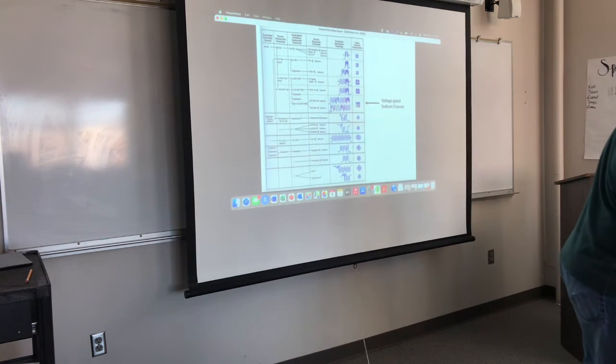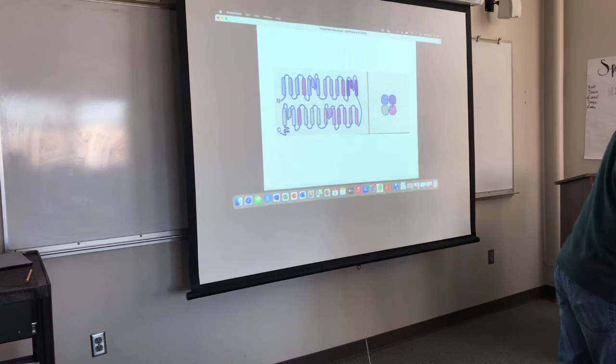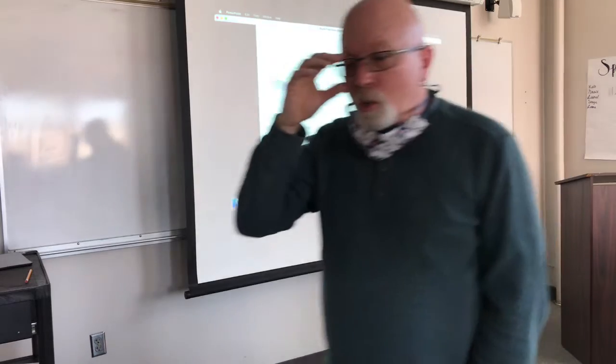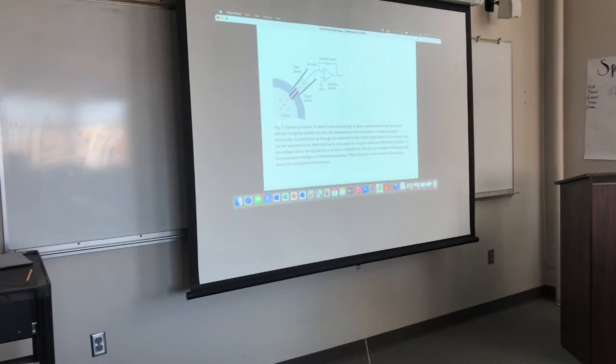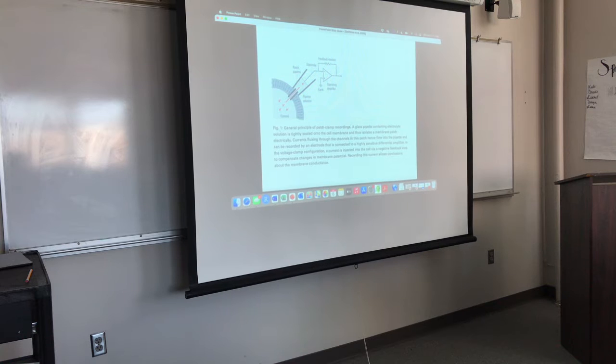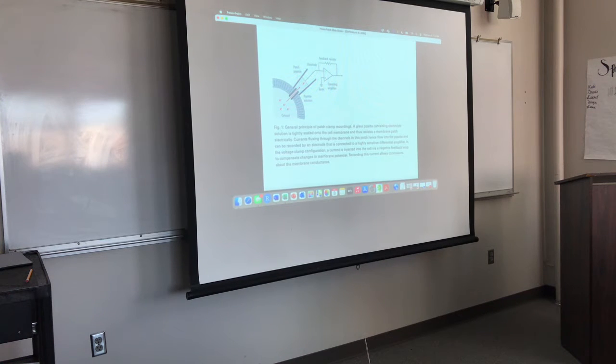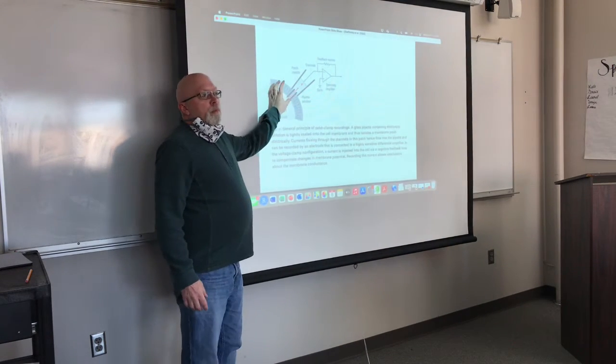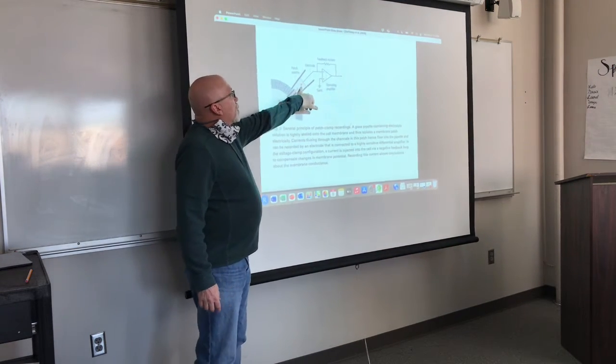Patch clamping is just a way of measuring the characteristics of the membrane at a very narrow section of a membrane. And in this case, they used frog eggs, Xenopus eggs, which are big so that they're easy to work with. And what you do is you take a really fine pipette, you suck it down onto the membrane, and then there's a fluid in here that will change polarity as it gets more positive ions or fewer positive ions.